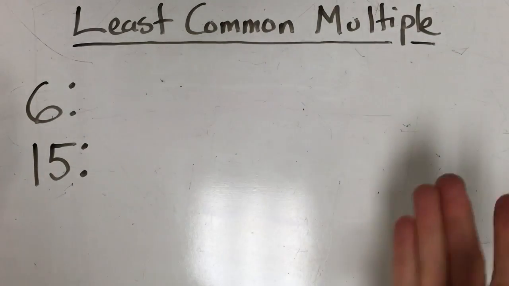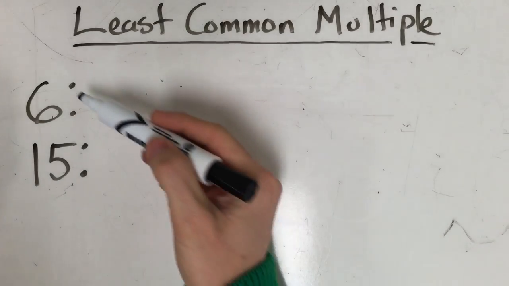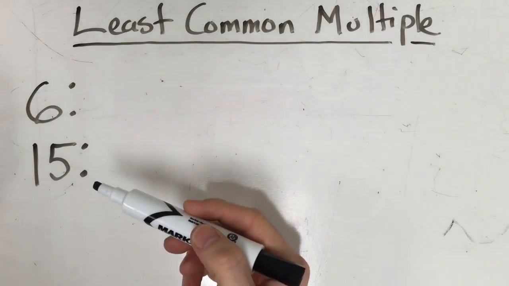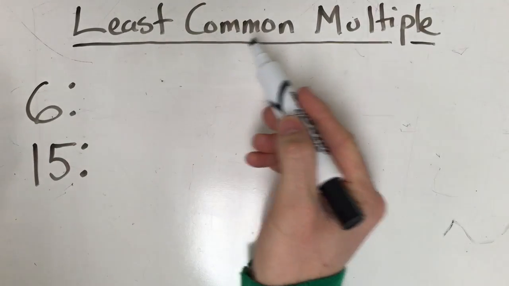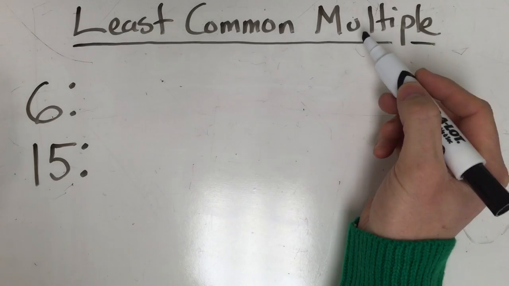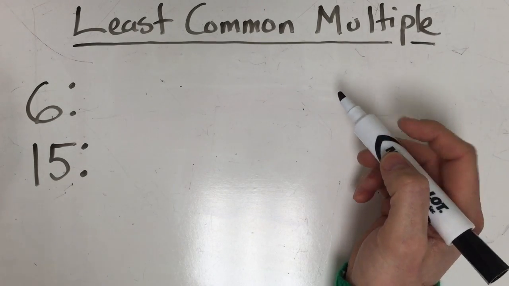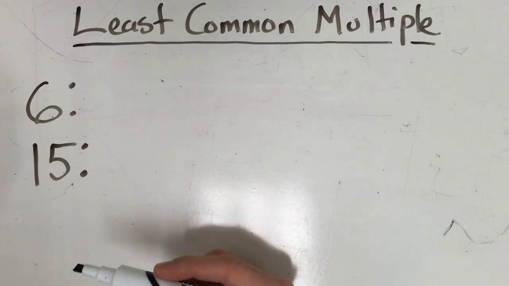Hi guys. Okay, today we're going to be finding the least common multiple between two numbers. We're going to learn what that is by doing an example. I'm going to find the least common multiple of 6 and 15. Well, I start with the word multiple. First, I need to find the multiples of 6 and the multiples of 15.